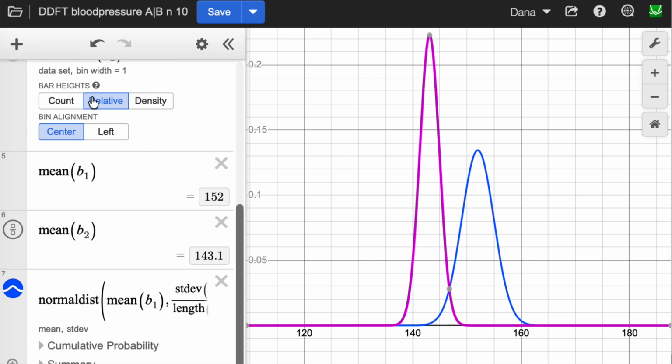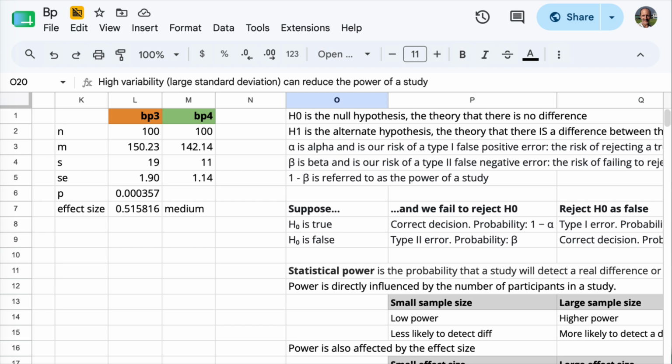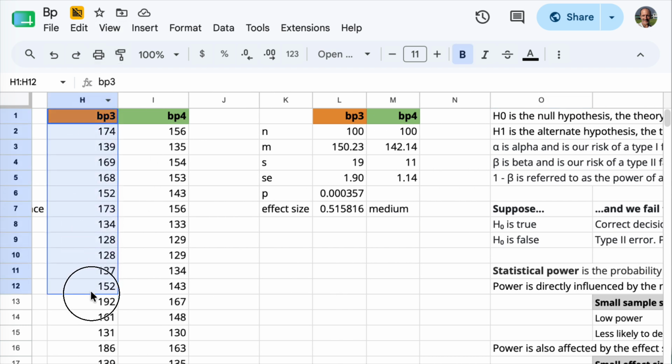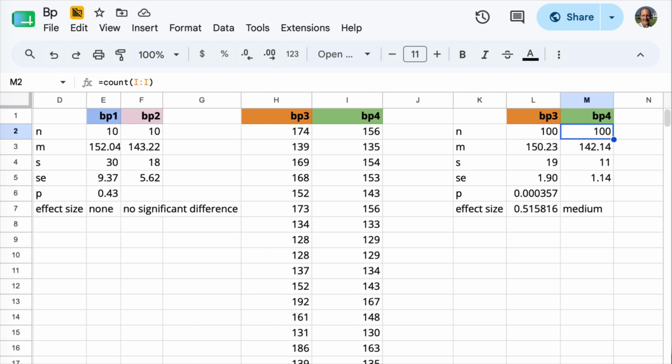So let's take our original test. We had 10 patients, and we expand out to 100 patients. So let's do that. You can see that here. These columns go way down off the screen. I've got 100 on the first medication, 100 on the second medication. The means are very close to the original means. 152, this one now 150. 143, 142. Difference, just about 8 between those two.